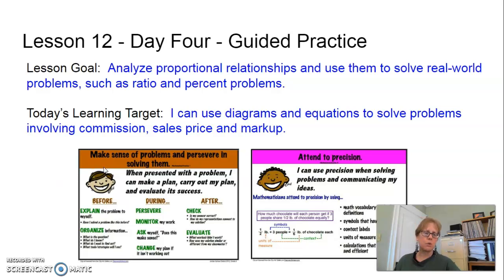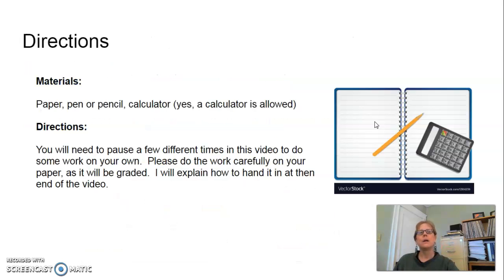There are two practices I think we'll be utilizing today mostly, although I tend to think we use all 8 every time we do math. But for now, I think we're going to be making sense of problems and persevering in solving them, and then attending to precision today. All right, here we go. Directions are the same as they have been. Just make sure you're writing everything down or typing it on a Google Doc so you can hand it in later for a grade.